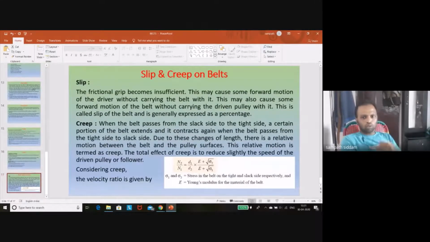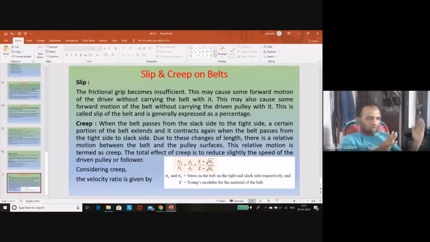Next, we move on to another important topic, slip and creep. Most expected question in case of your short answer questions. The last slide in today's class about your belts is slip and creep. So what is slip and what is creep? Slip, which we have already learned in your reciprocating pump.